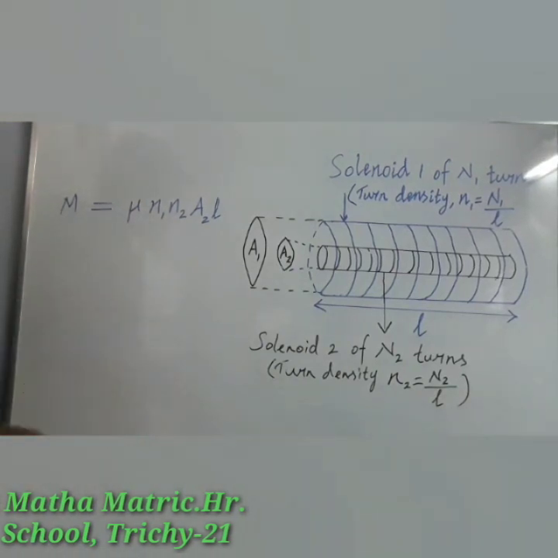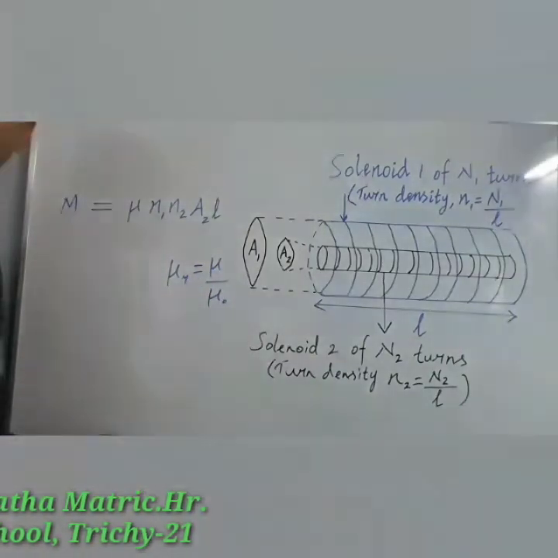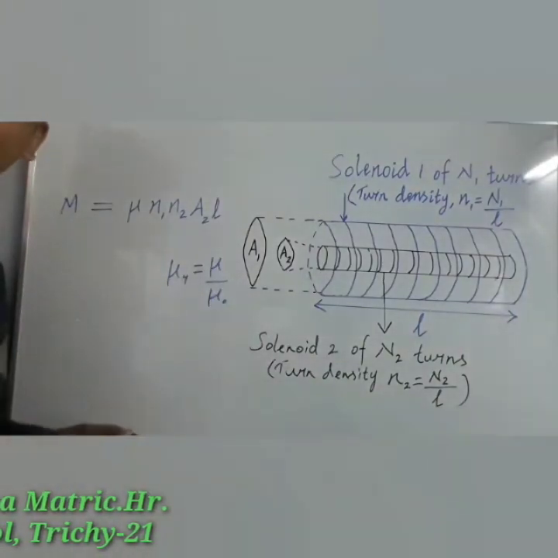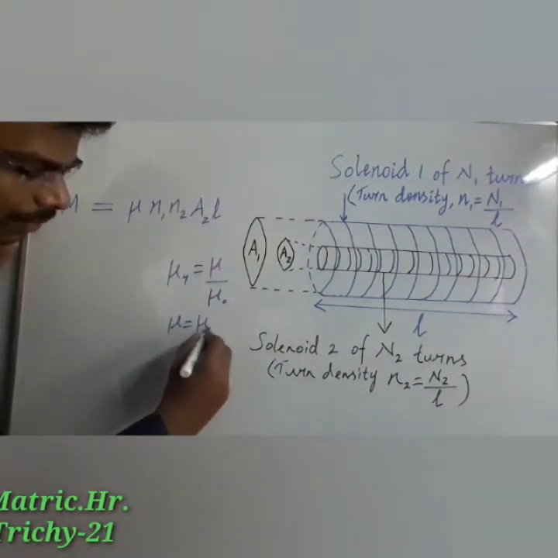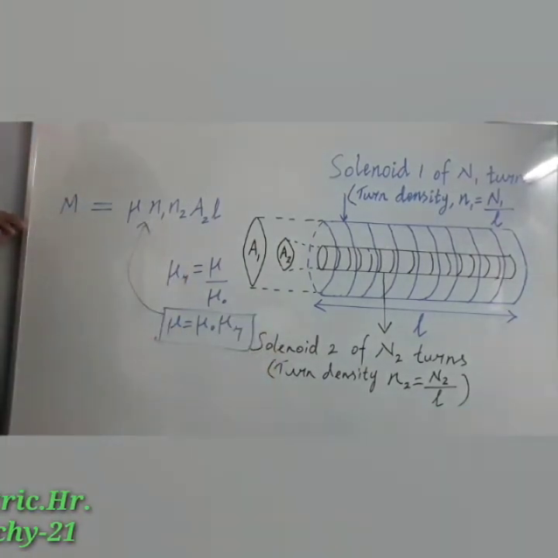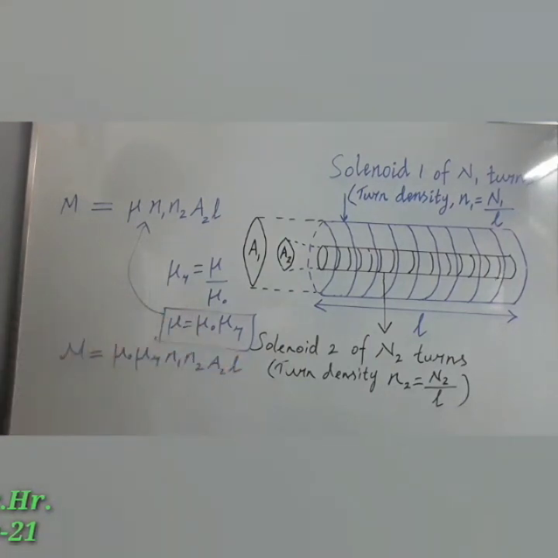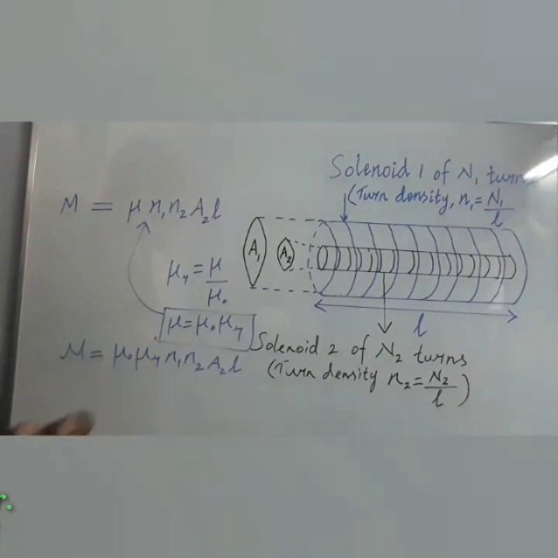So with respect to relative permeability, how can we write? We know that relative permeability is nothing but the ratio between the permeability of the medium and the permeability of free space. So here you can rearrange: mu is equal to the product of mu naught and mu r. So this expression can be substituted here. So M is equal to, so it is also an expression for the mutual inductance when a dielectric medium is placed within the solenoids.